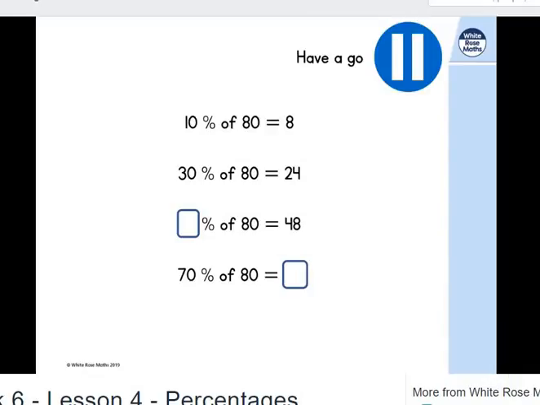We're not given the percentage this time, but I can see a relationship between 24 and 48. That's twice as much, and the whole has stayed the same. So the percentage must double for that to be true. Okay, 70%. Well, I could think about what's 10% times by 7, or I could add 8 on to 48, which would be 56.